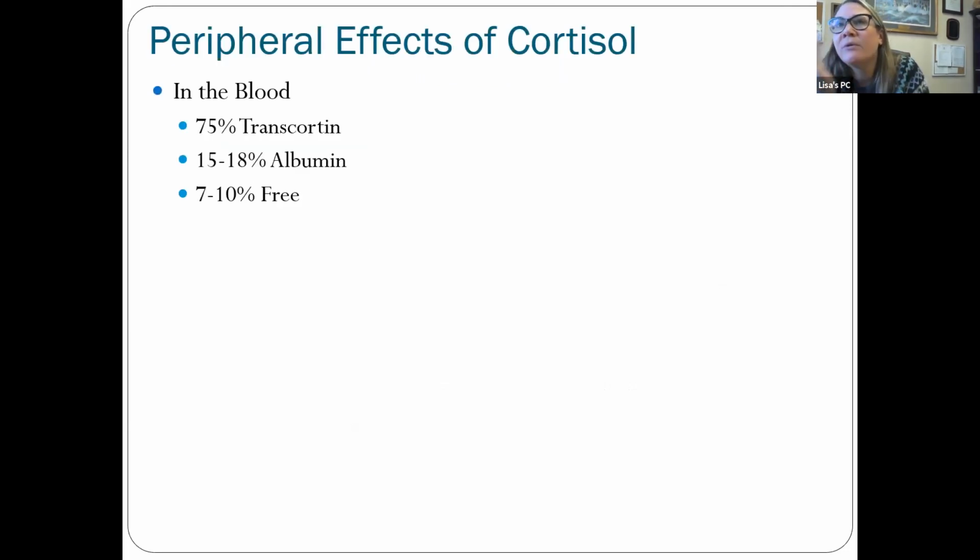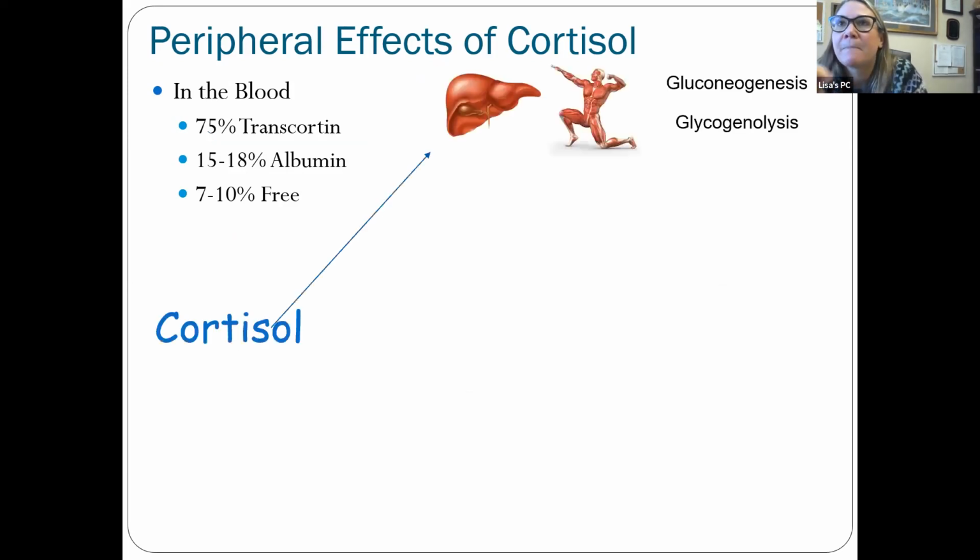So, the peripheral effects of cortisol on the body. Remember, in the blood about 3/4 of your cortisol is bound to a carrier protein called transcortin. 15 to 18% is bound to albumin, and only about 7 to 10% is free, and that's your active form. So in states where you have low protein, you can have falsely low cortisol levels, and in that setting, sometimes it's better to look at a free cortisol.